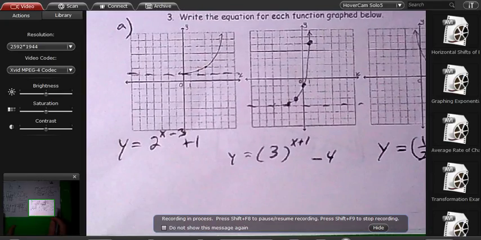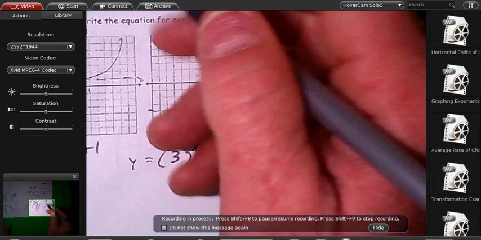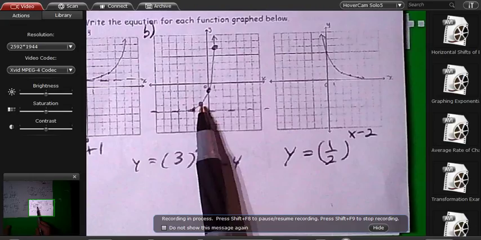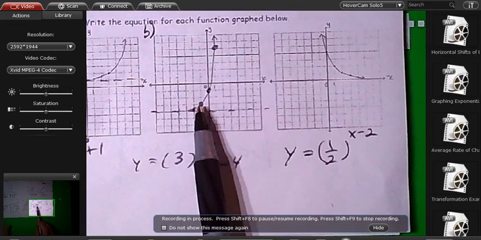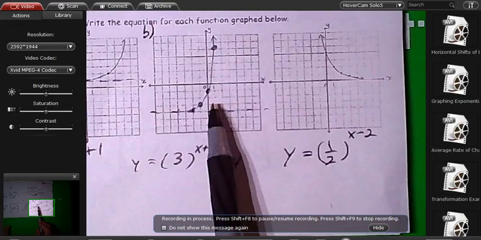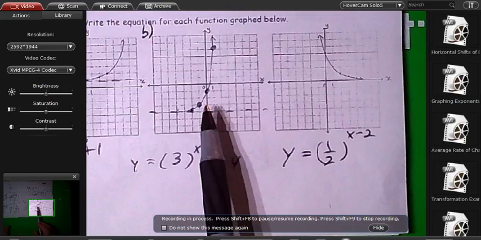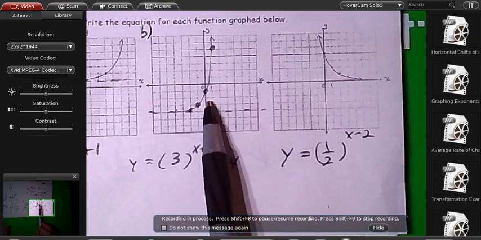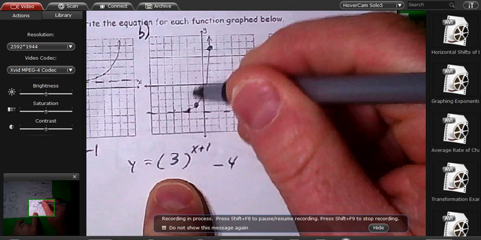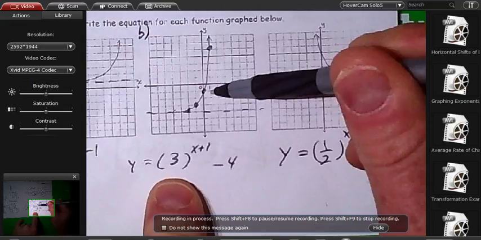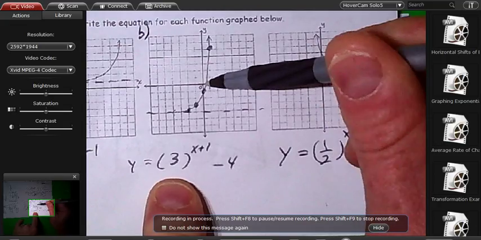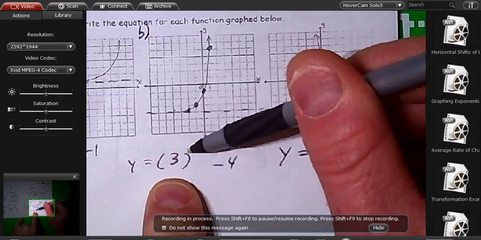In the second one, part B, notice that it's a little different this time. My base is actually a 3. And the reason my base is a 3 is because when I plugged in 0, I got negative 1. The only way to do that is if I have a base of 3. I think I talked about this yesterday, so I'm not going to talk about it anymore.